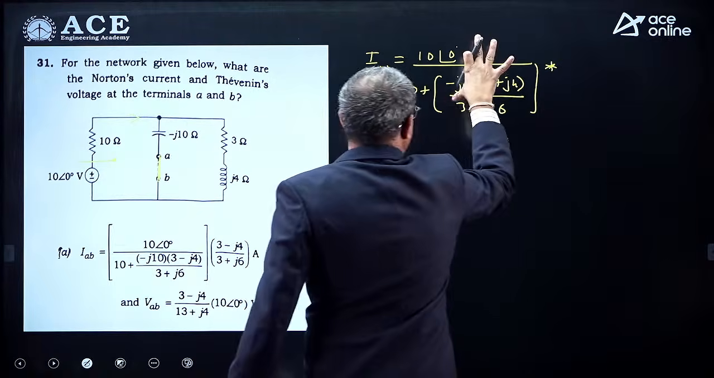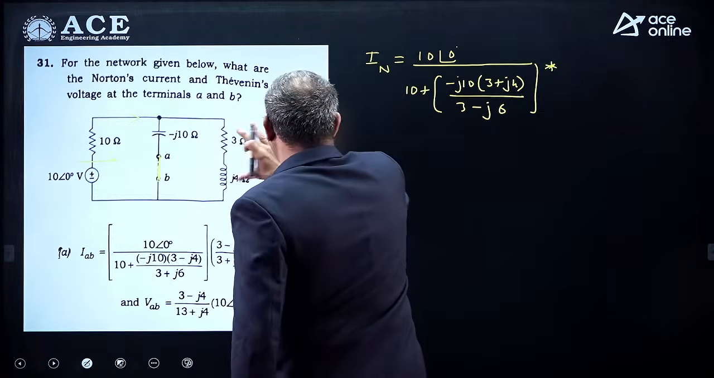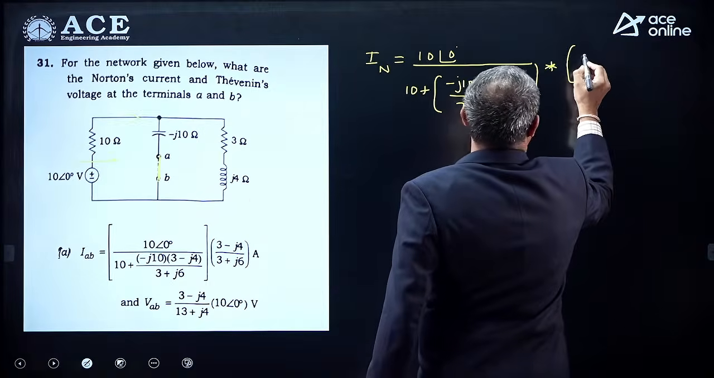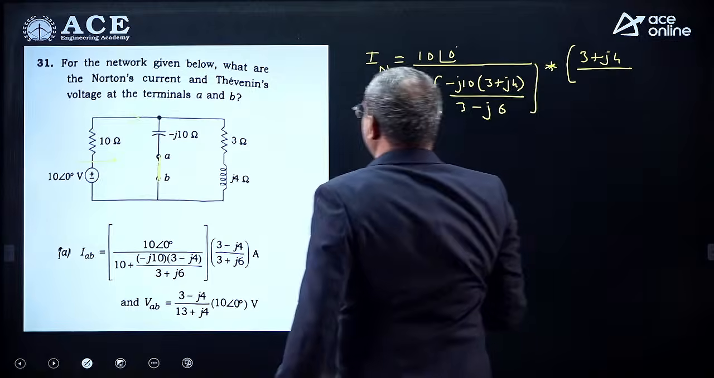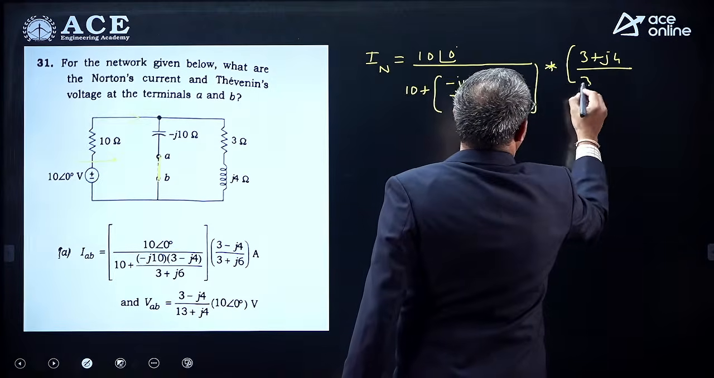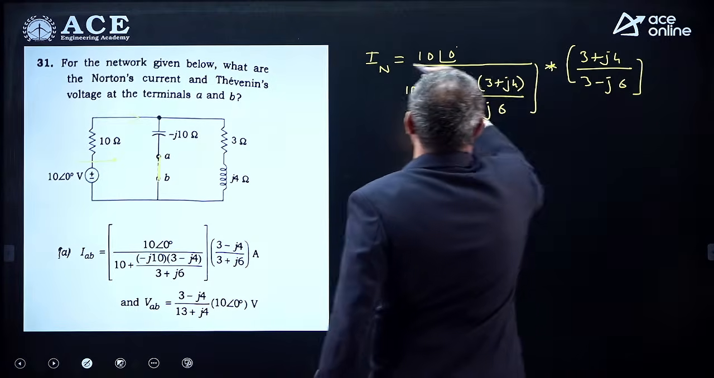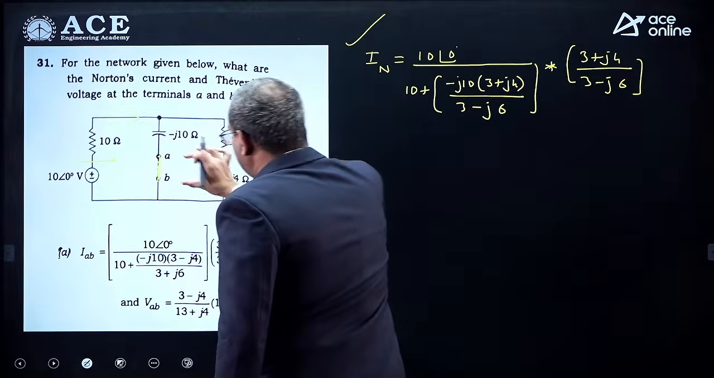Now you got the total current from Ohm's law. So this current is the total current. The opposite branch over the sum: 3 plus J4 divided by the sum. If you add all these, 3 plus J4 minus J10 is 3 minus J6. This is the Norton current. Then what about Thevenin's voltage, the open circuit voltage?